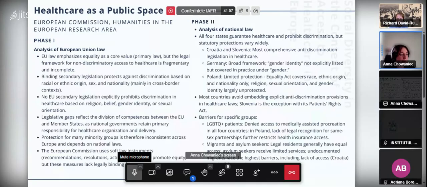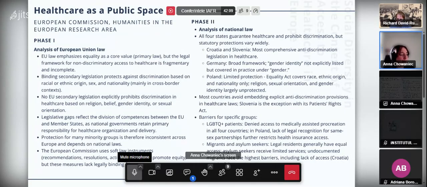What were the findings of phase 1 and 2? So in phase 1, what we found is that the EU law contains very general statements. It's emphasizing equality as a core value, but it's lacking concrete measures. I think the main reason is that healthcare, in general in the EU, is a competency of member states. So it is subject to national law and regulations rather than EU law. There are some soft instruments, such as recommendations or resolutions, that promote equity on this general level, let's say, but those measures lack legally binding force. So it all goes to the national law.